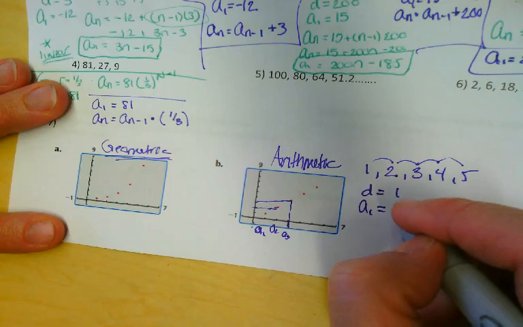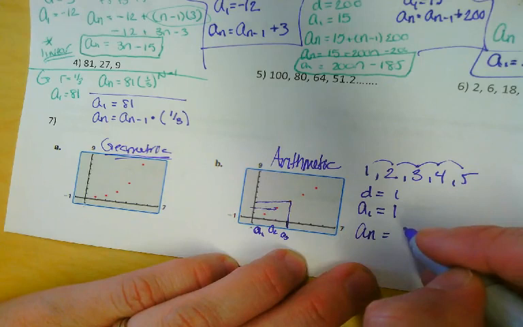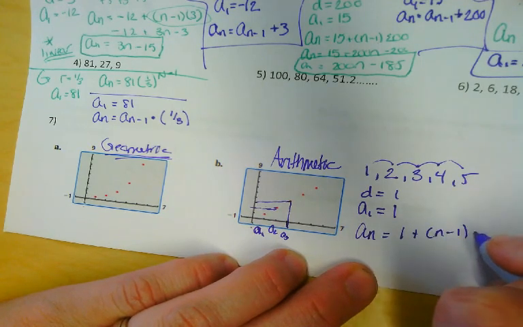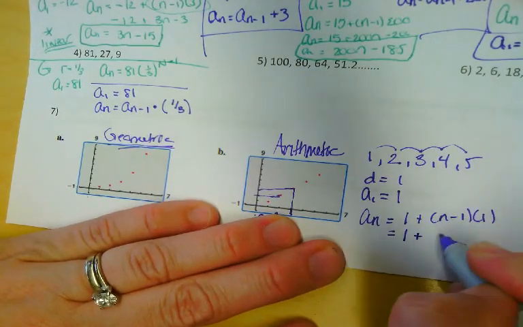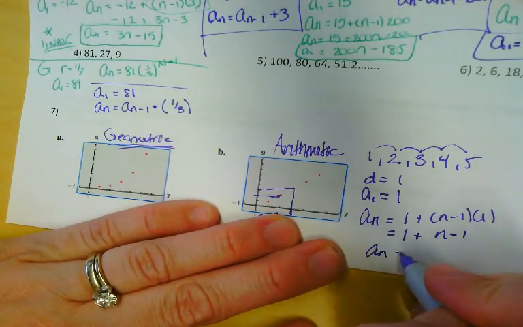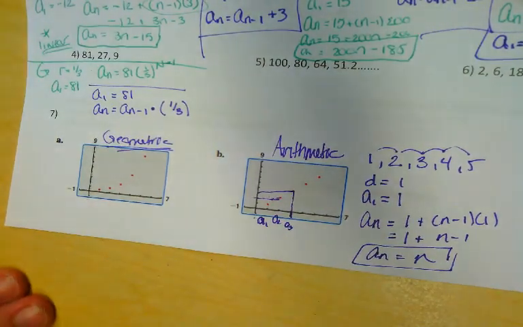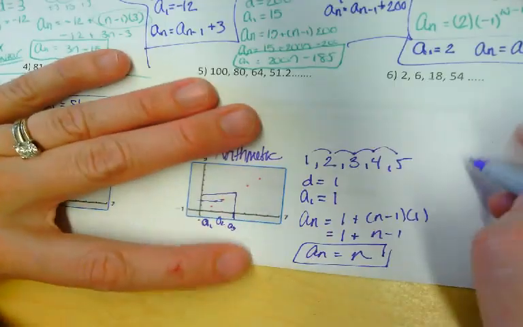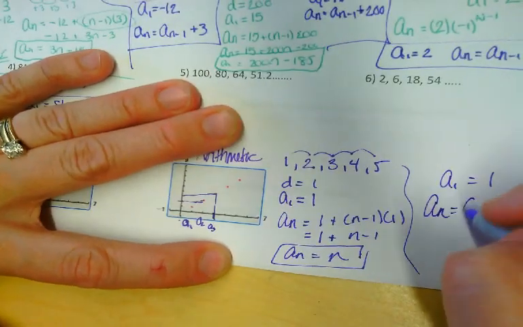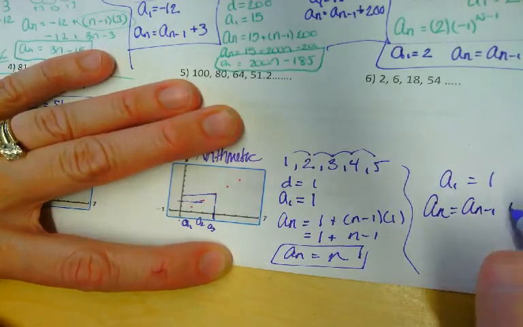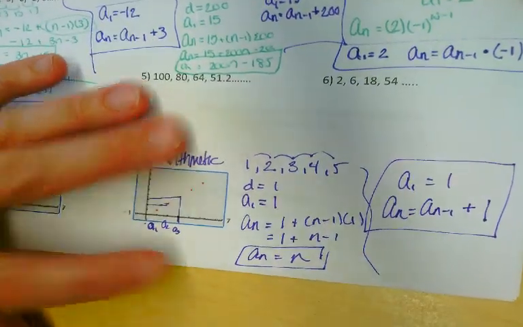A sub 1 is 1. I'm just going to throw it together. A sub n equals a sub 1 plus n minus 1 times d. 1 plus n minus 1. I think a sub n is just equal to n. And then throwing the recursive in there. A sub 1 equals 1. A sub n equals the previous term, and what we did, we said add 1. So we have our explicit and our recursive.